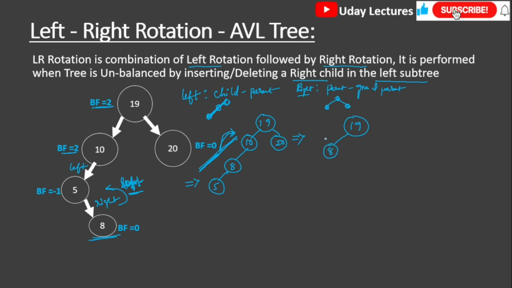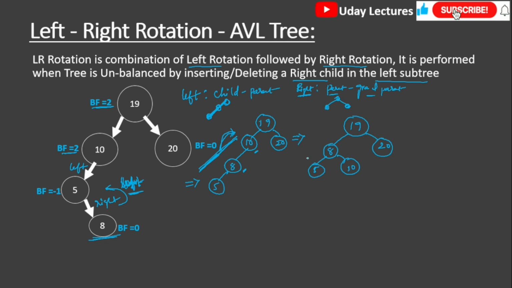I told you already the right rotation should be performed between parent and grandparent. So here the present parent is 8 and the grandparent is 10. So 10 is pushed to the right side because it is a right rotation. The present left node will stay as it is, and this node also stays as it is. Now we have completed both the rotations, left rotation followed by right rotation.